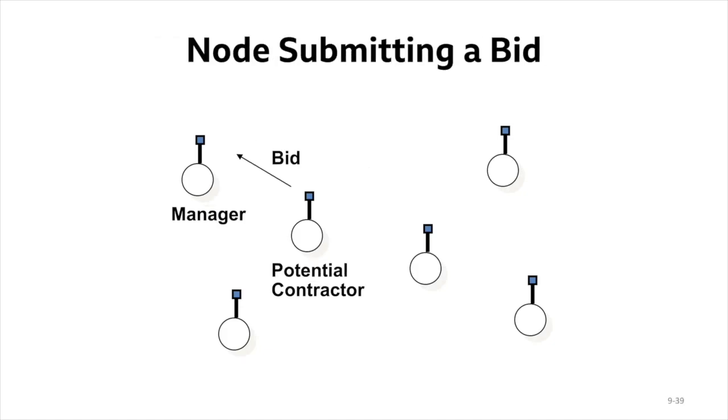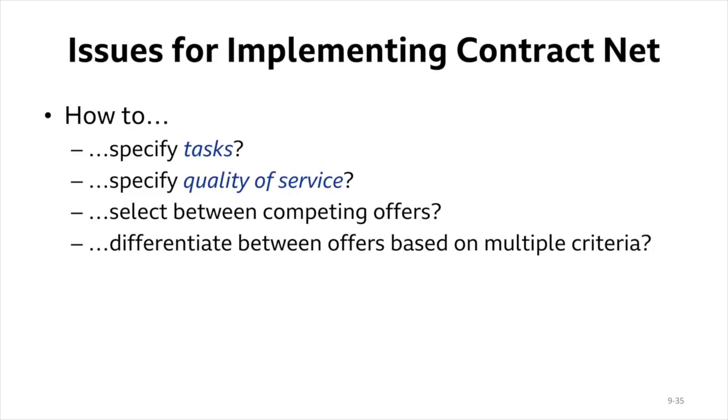And the kind of things that you need to think about are how to specify the tasks that you want to carry out so that other agents can understand them. You need some kind of common framework there for specifying tasks, specifying quality of service. How do you choose between competing bids? How do you differentiate between bids made on the basis of multiple criteria, and so on?